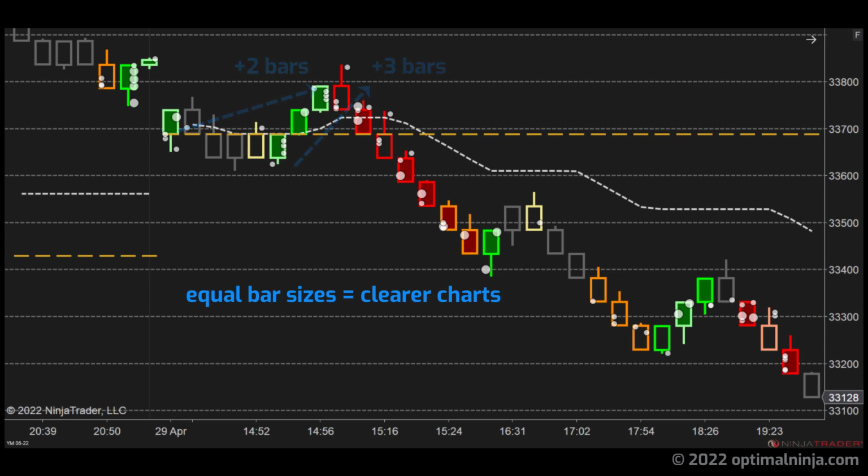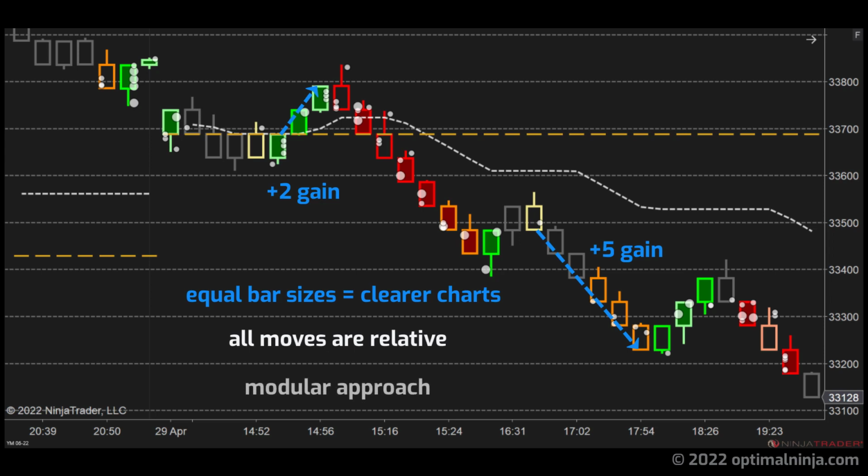Or if I take a trade and the subsequent bar closes in my favour, I prefer to think of that as a +1 gain. It's only a slight shift in characterization, but it's a simpler method of thinking about markets where all moves are seen as relative to each other. Essentially, it's a modular approach to analysis, and I strongly advise adopting it.